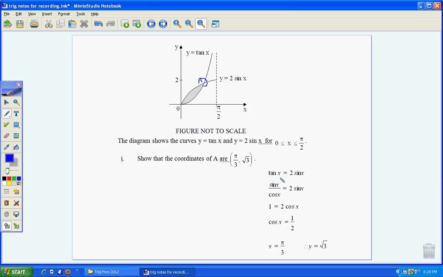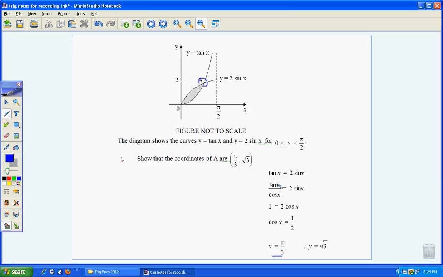So if I change tan of x to sine x on cos x, we can see that from that, divide by sine and multiply by cos, if you'd like, then 1 would equal 2 cos x. So that's what it must be equal to for these two to be the same. Again, then cos x must be equal to a half. We're between 0 and pi on 2, so there's only one solution because it's in the first quadrant. So it'd be pi on 3.